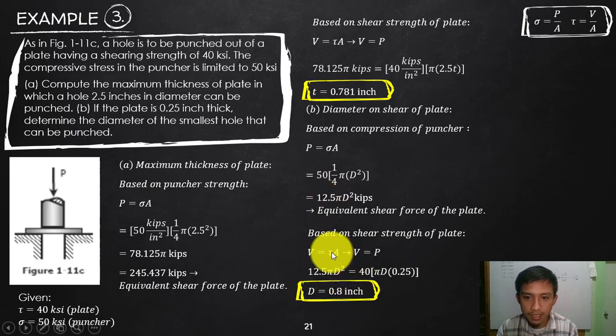On the other side is tau 40 times your area. Area is again circumference times thickness, since that is already given. So the unknown is still D. So we have here an unknown D from the puncher. We have an unknown D on the plate. So play around. This is now a single variable. So D and D cancel. One of the D cancels. So what will be left is 1D in here.